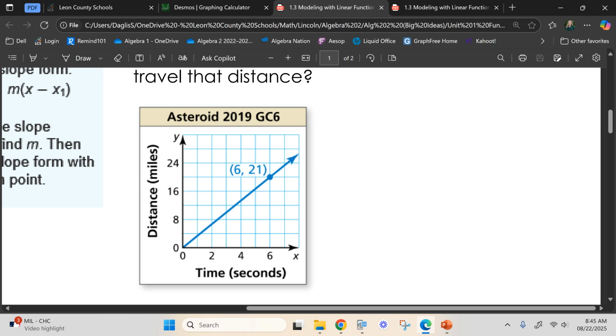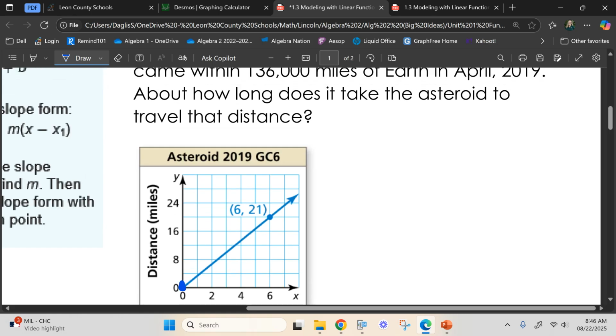Is there another point here? There is. It's not labeled. It's starting at 0, 0. If no time has passed, it hasn't traveled yet. So we do have that point 0, 0. So I have 2 points. I also have a point and a y-intercept, don't I? Okay. So all I need to do is use these to now find my slope. Okay. So I'm going to put it into y equals mx plus b.